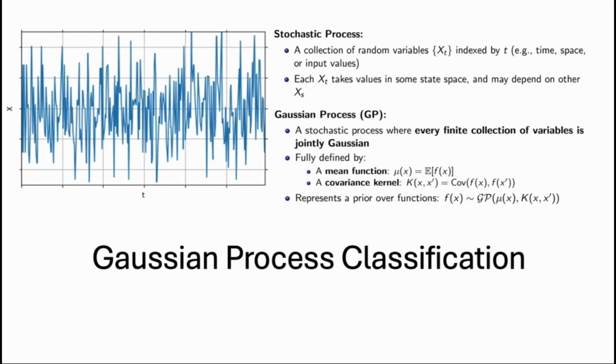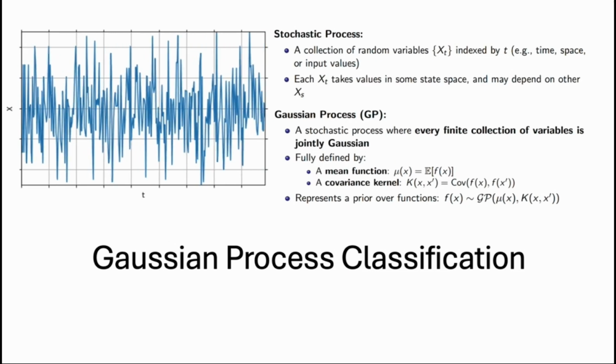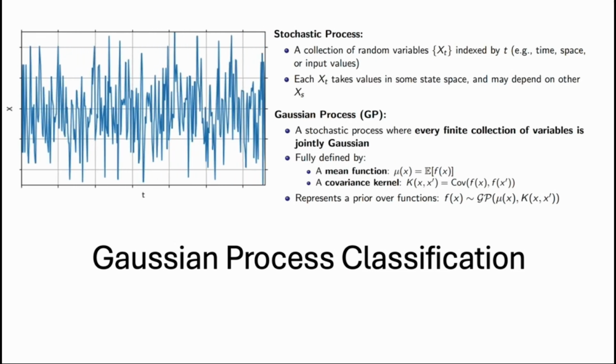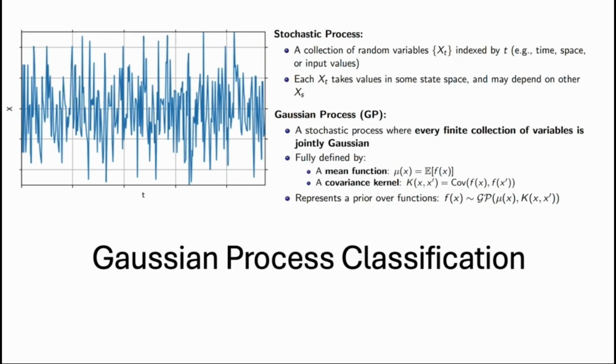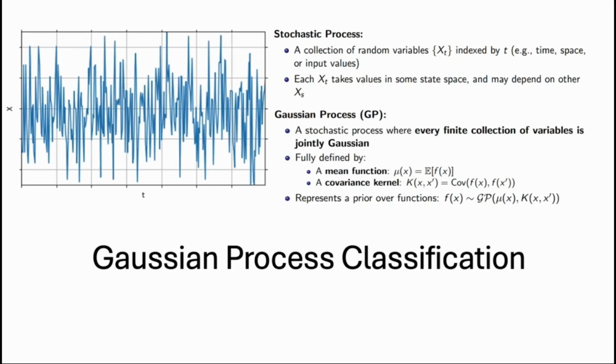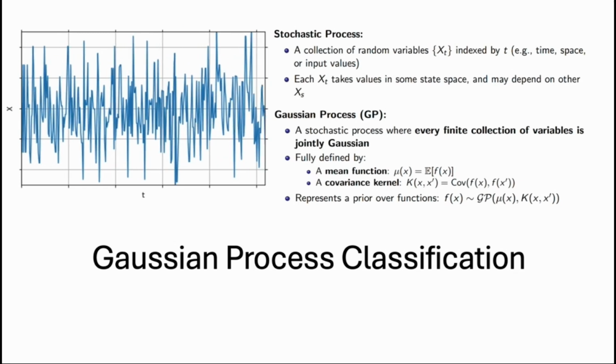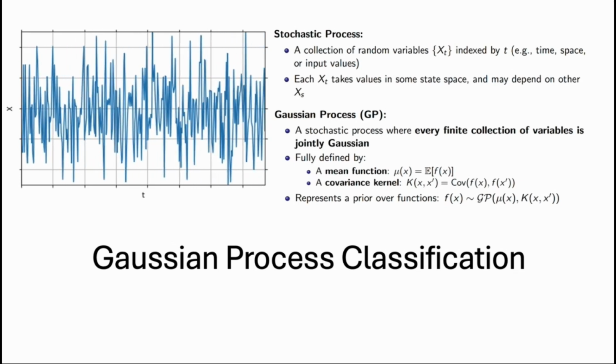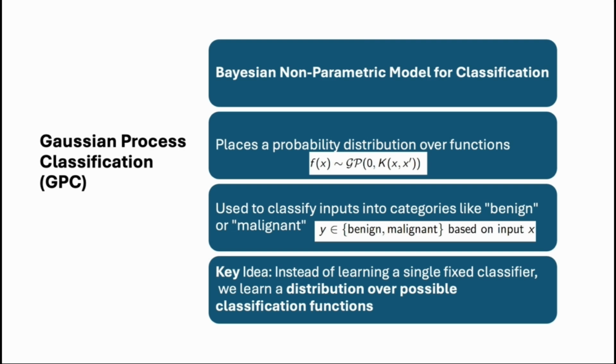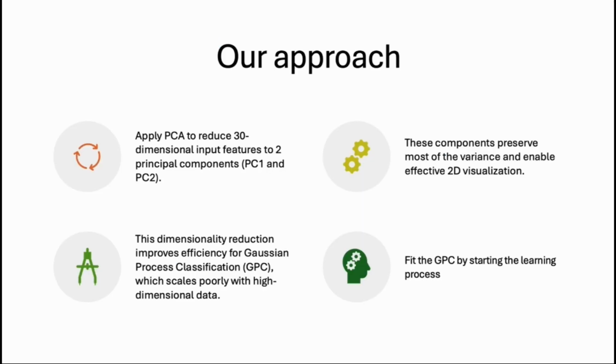So let's start with Gaussian process classification. A Gaussian process is a stochastic process where any finite set of values is jointly Gaussian. It is defined by a mean function and a covariance kernel that captures similarity between inputs. And we use this Gaussian process to represent the prior over latent functions which are not directly observed. So it is a Bayesian non-parametric model for classification that learns a distribution over these latent classification functions. Instead of a fixed decision boundary, it provides us a probabilistic decision boundary, and that is used to classify points into benign or malignant based on the input.